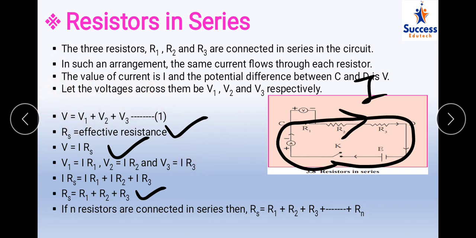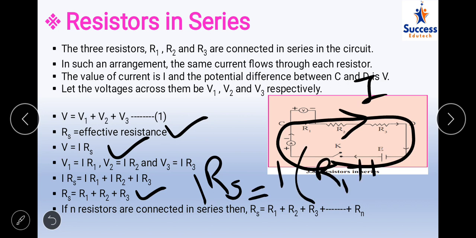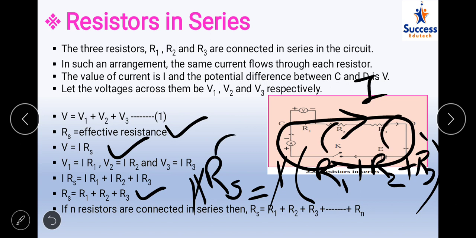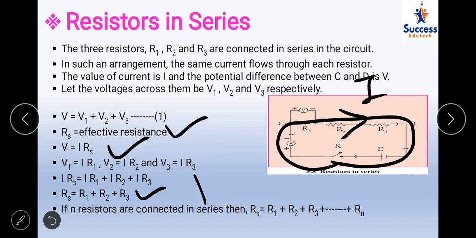Since V is equal to V1 plus V2 plus V3, substitute all these values of V1, V2, V3 in equation 1. What will come? IRs is equal to IR1 plus IR2 plus IR3. Try to take I common. When you take I common, IRs will be equal to I into R1 plus R2 plus R3. So what will happen? I on both sides will get cancelled. What will remain? Rs equals R1 plus R2 plus R3. Only these things are going to remain. So that is the reason Rs is equal to R1 plus R2 plus R3 has come.